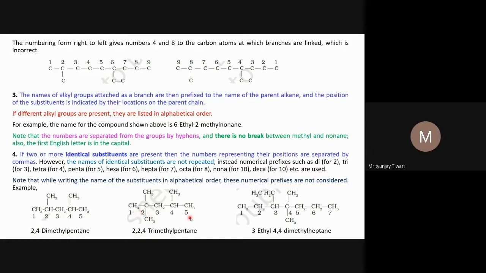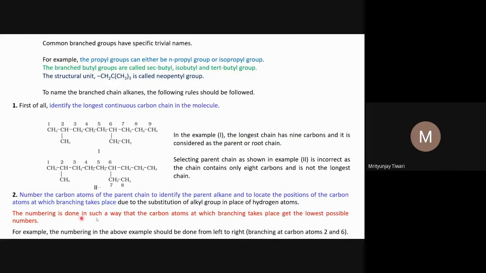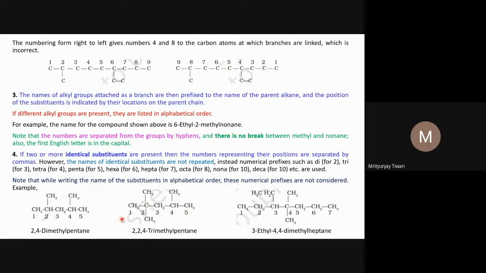So we'll do the numbering in this direction, and this rule we have already seen here. The numbering is done in such a way that the carbon atoms at which branching takes place get the lowest possible numbers. And so the numbering will be done in this fashion.